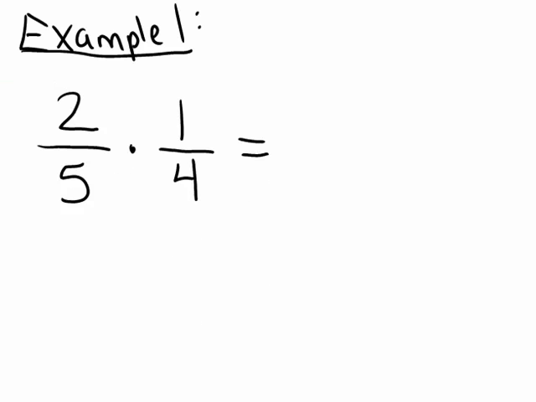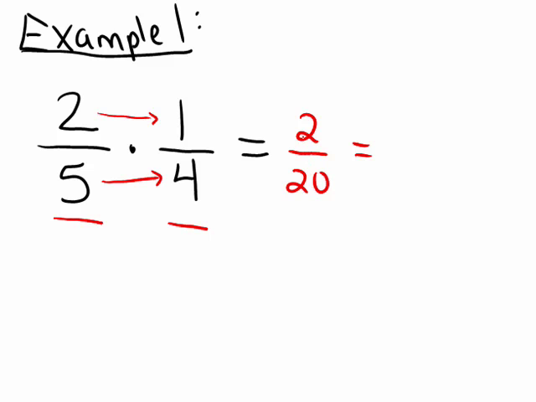Let's try a couple examples. The first example, I'm going to multiply the fraction 2/5 times 1/4. I need to multiply 2 times 1 to get 2, and multiply 5 times 4 to get 20. I notice this fraction is not simplified.